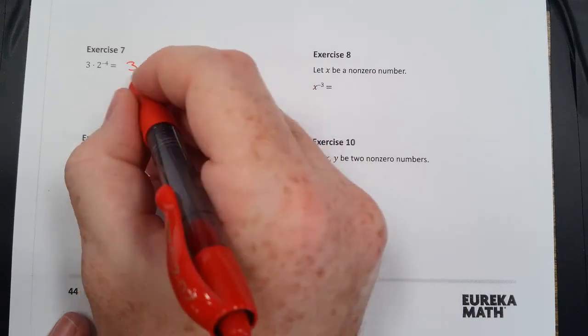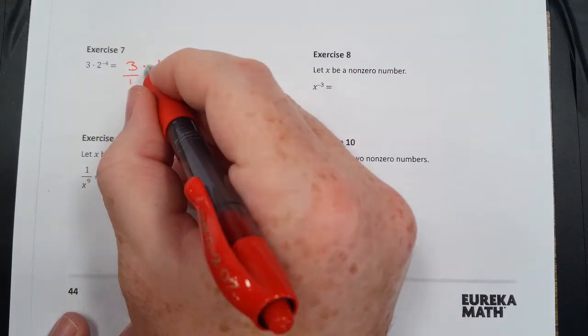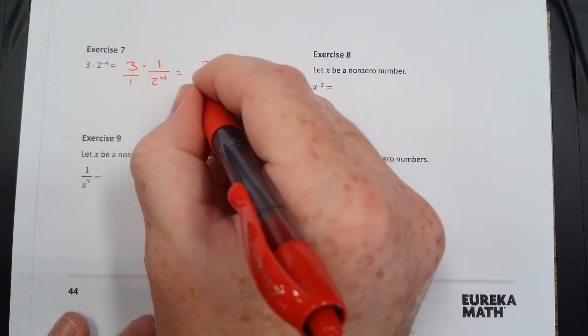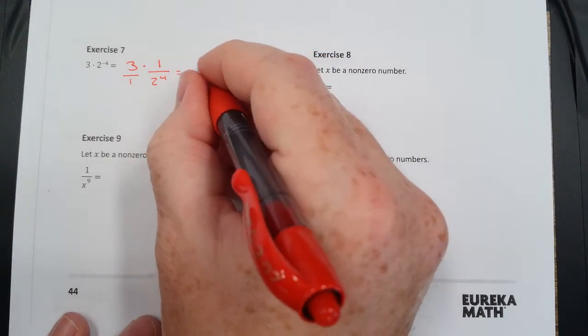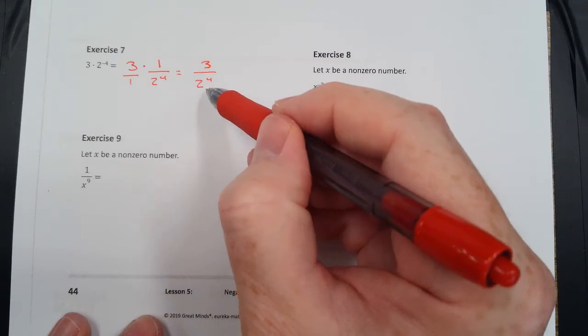Now we just multiply. Remember, 3 you can turn into a fraction if that makes it easier for you. And then you can just go straight across. 3 times 1 is 3. 1 times 2 to the 4th is 2 to the 4th. So that's what it looks like with positive exponents only.